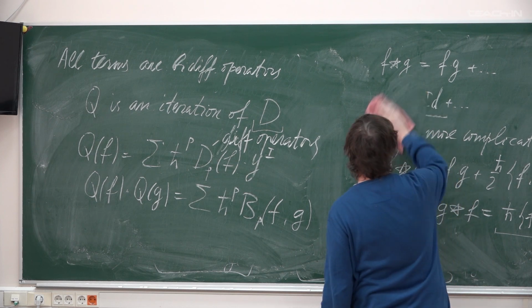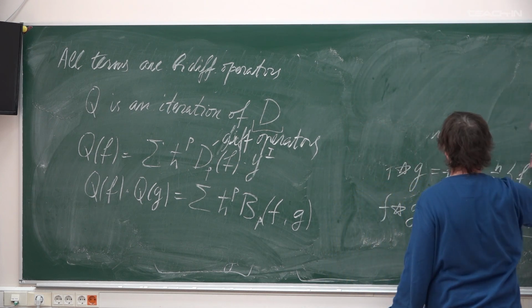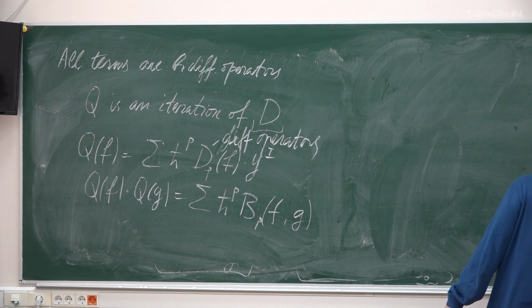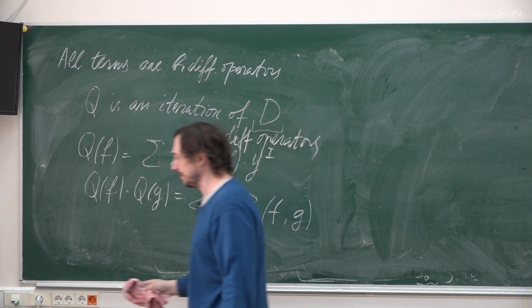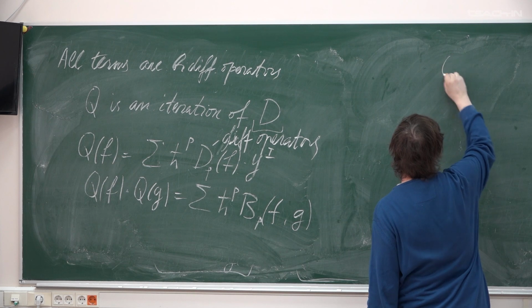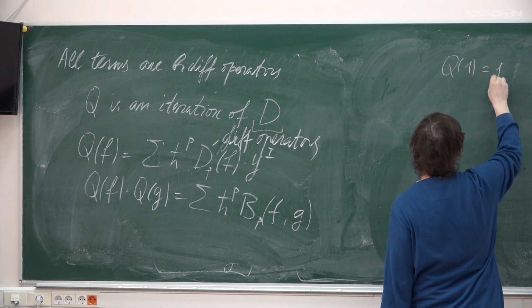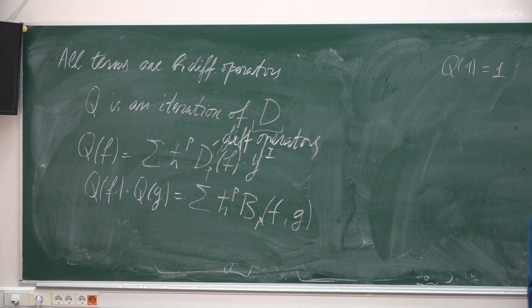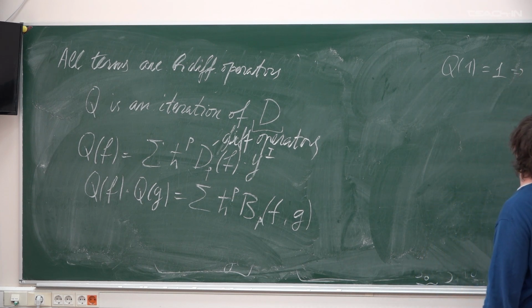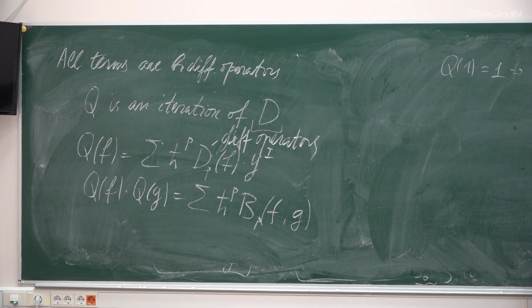As far as the unity is concerned, it was a technical condition. We could actually omit it, but in this case, that's much easier than all the rest. So it's almost a straightforward thing to see that Q of 1 will be equal to 1, just because all the correction terms will vanish, all the differential operators applied to D to 1 will vanish, except for the first term. So 1 star F will be equal to F will be equal to F star 1.